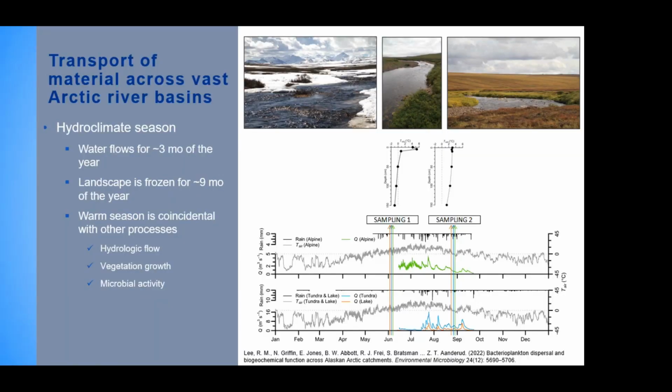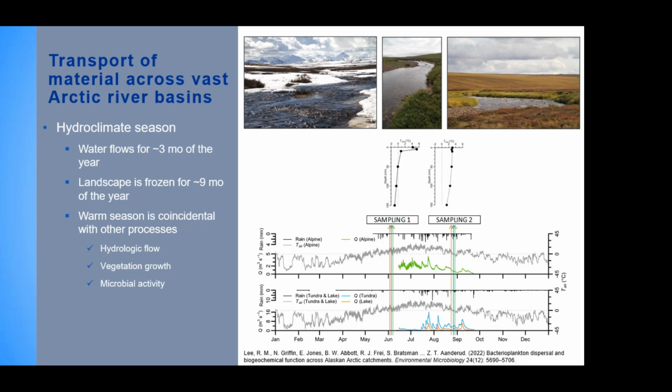And the other thing that was driving our work was the distinct hydroclimate season there. So it's a very unusual place. The seasons are very different from what we're used to. Water flows for 3 months of the year. So there's some photos up there of flowing water. That's what it looks like throughout the summer hydrologic season, those 3 months. And those are in the vertical line, the colored vertical lines at the bottom. The landscape is frozen for the remainder of the year, so about 9 months, the ground is frozen. It's not just the water, but the ground, the soil, the rock, all of that. So typically you would sample somewhere between June and September.